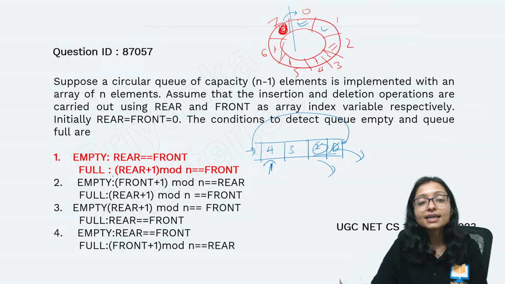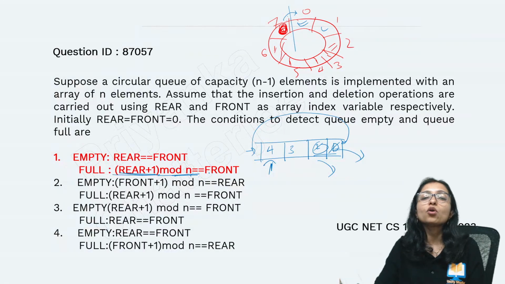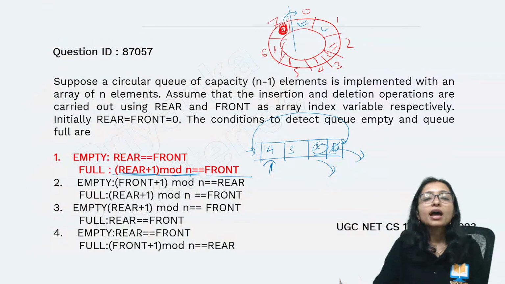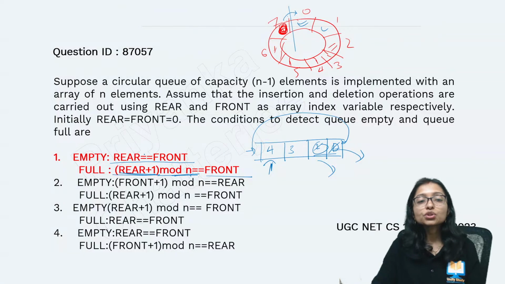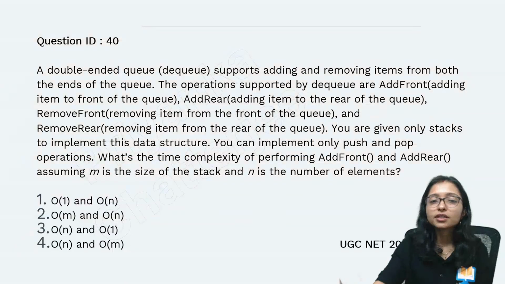That's why it is checking here rear plus 1 mod n. This is the main thing. Rear plus 1 mod n equals to front, then it is full. Another, rear equals to front, then it is empty. So this is the main condition for circular queue, from where this question came.